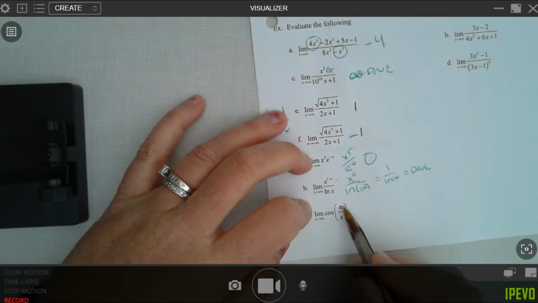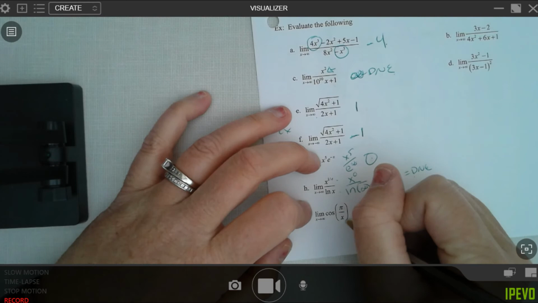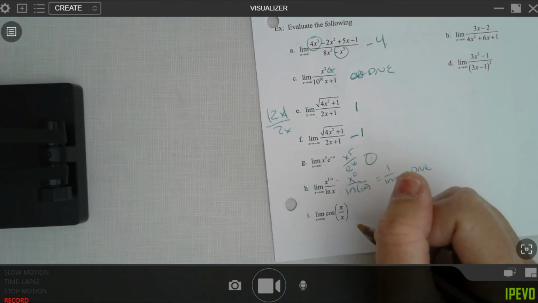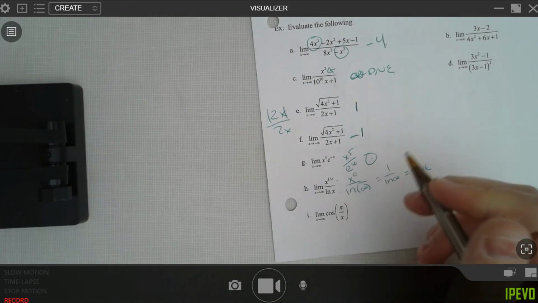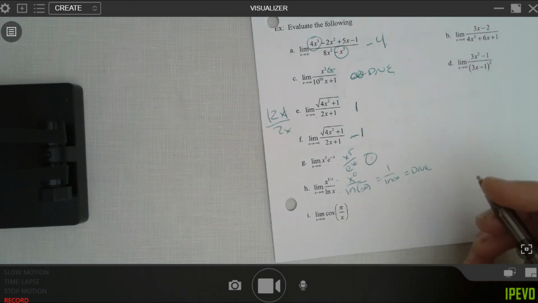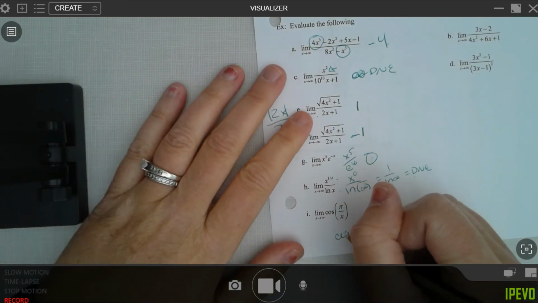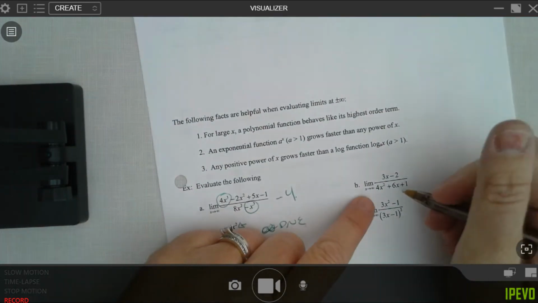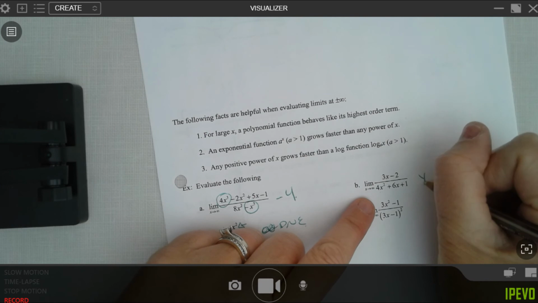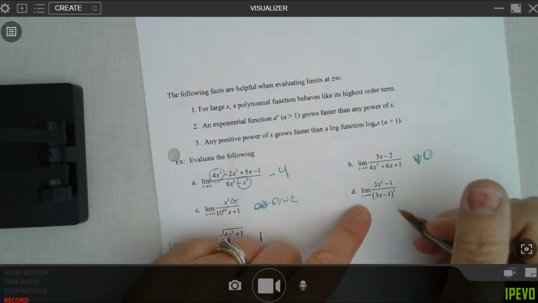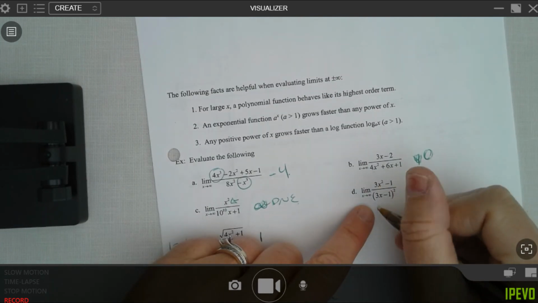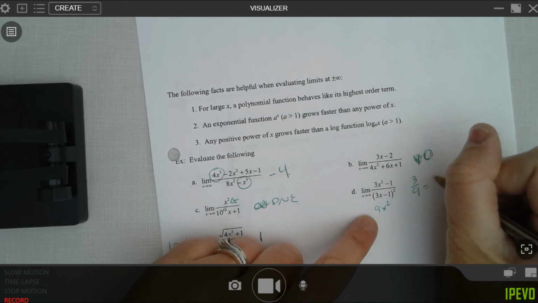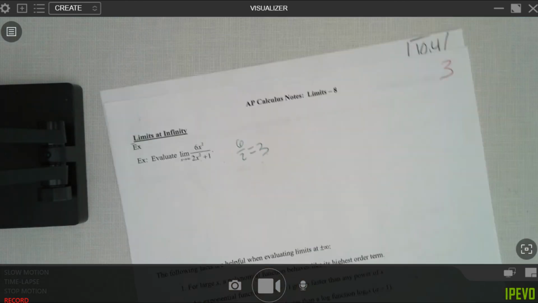So cosine of pi over a really large number, like cosine of pi over a million, would be getting really close to 0. So really you're asking yourself, what's cosine of 0? Cosine of 0 is 1. Let's see, this one, your bottom has a higher exponent, so you get 0. This one, that would be 9x squared on bottom. Same, you divide, so we get 3 over 9, which is 1/3.